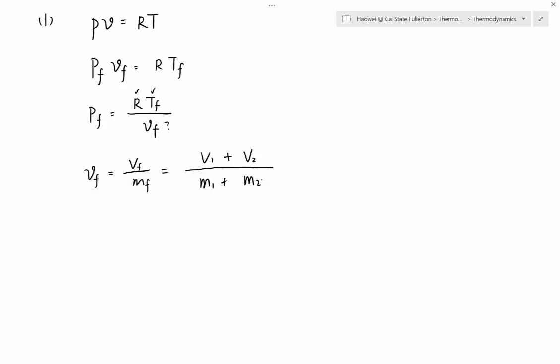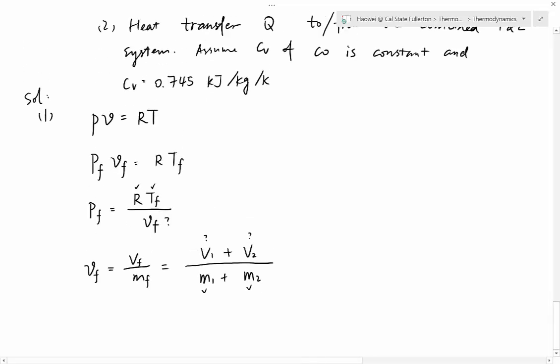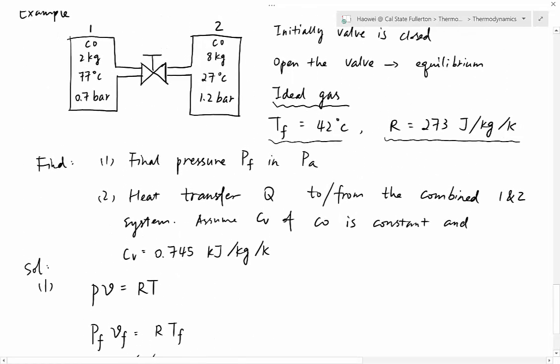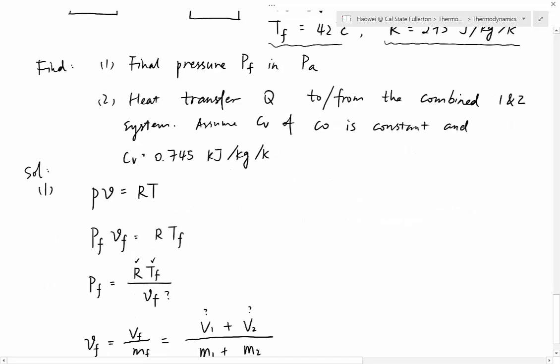Okay, so now let's take a look. M1, M2 are already given. Volume V1, volume V2 are not given. So we need to find V1 and V2. How do we look for volume? Which equation has volume that we can use? Exactly. Ideal gas equation again.